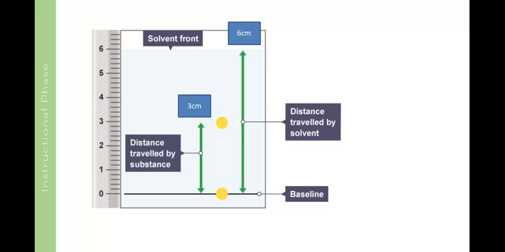So to work out the RF value of this substance, we'd do 3 divided by 6 gives us a result of 0.5. Now, RF values are never above 1, so if you've got an answer above 1, you've done it the wrong way around.